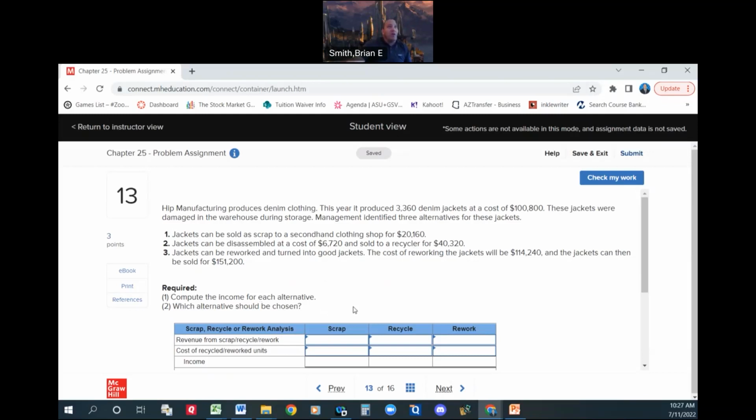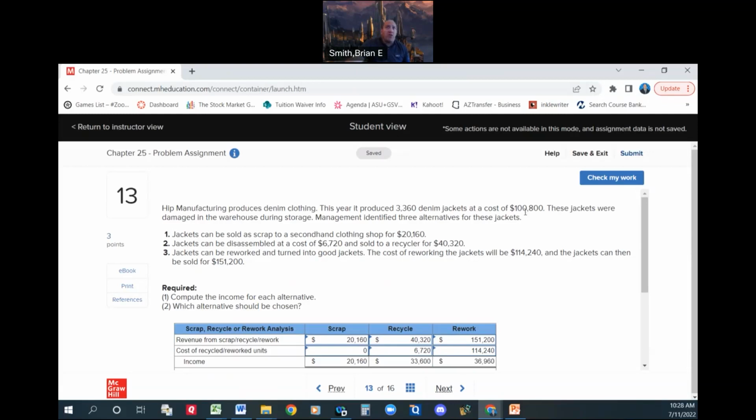So let's look at this. Compute the income for each alternative. So if we scrap it, revenue is going to be $20,160. Costs are going to be 0. We recycle it. We're going to have $40,320 at a cost of $6,720. And my guess is that's going to be the one we're going to want. Rework will be the $151,200, and then the cost was $114,240. Oh, I was wrong. It's rework. I was just spitballing the numbers in my head. So we want to rework.